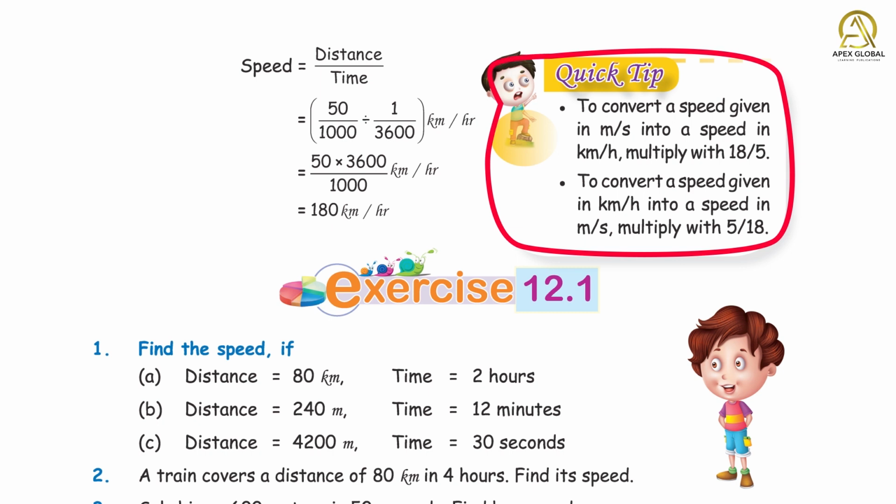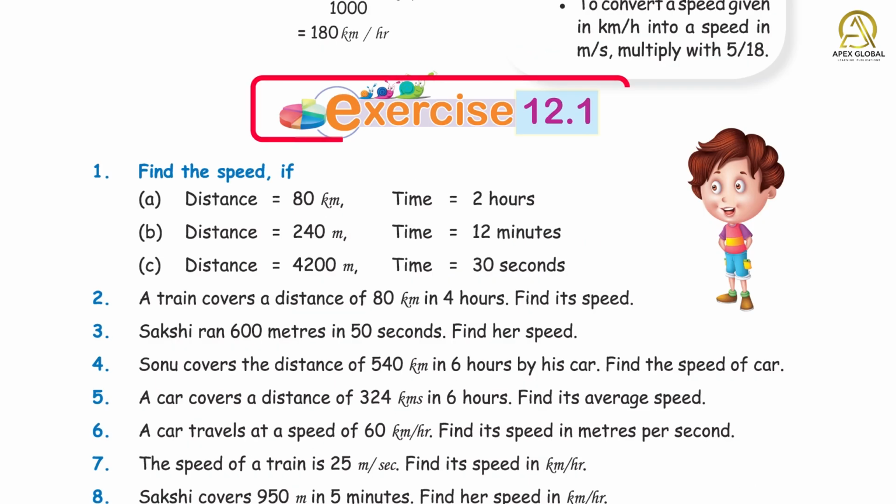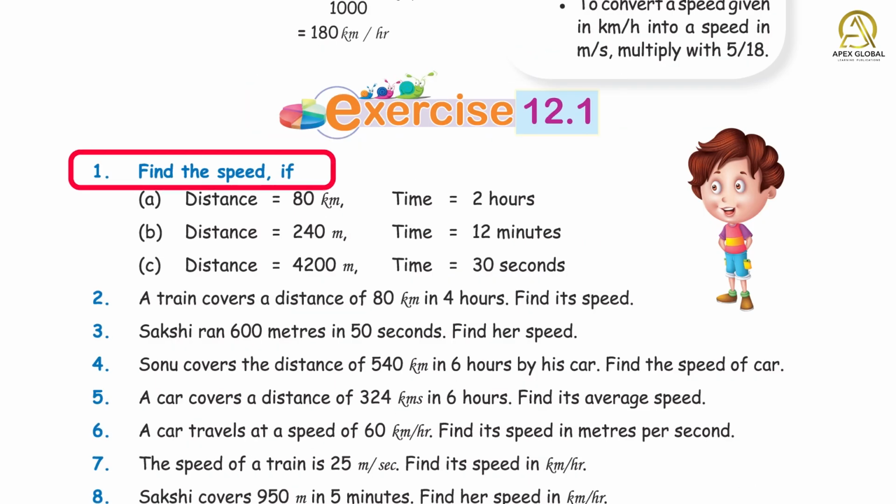Quick tip. To convert a speed given in meter per second into a speed in kilometer per hour, multiply by 18 upon 5. To convert a speed given in kilometer per hour into a speed in meter per second, multiply by 5 upon 18. Exercise 12.1. Question 1.